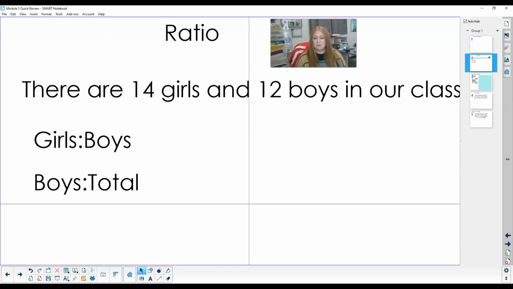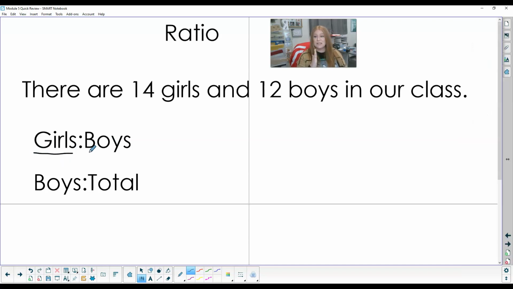So the first part is just to write the ratio. So there are 14 girls and 12 boys in our class. And so this one asks to write the ratio as girls to boys. So it's really important that we go in the order the ratio asks. So this one wants girls first, then boys. So we want girls first.